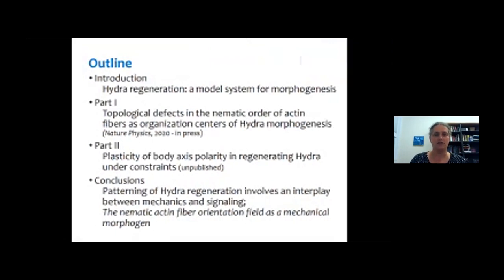In the first part of my talk, I'll talk about the supercellular organization of actin fibers in regenerating Hydra, and I'll show you that the topological defects in the order of these nematic fibers actually serve as organization centers for the process of regeneration. In the second part of my talk, I'll focus on axis polarity, and I'll show you experiments where we generate frustrating initial conditions with respect to polarity and how these influence the regeneration and what we can learn about the development of the polar body axis in Hydra.